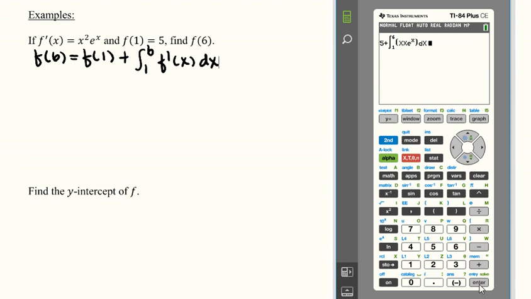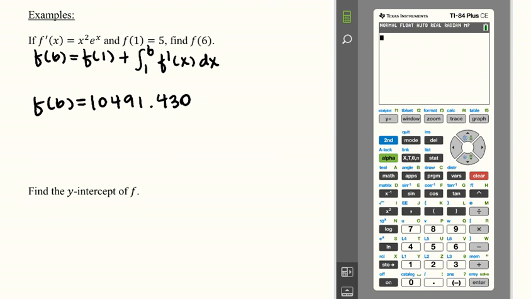And then I come over here and I'm going to have it do the work for me. And then I get, wow, f of 6 equal to 10,491.430. And we always round to 3 decimal places. And this actually kind of makes sense to me because x squared e to the x is just growing so fast between 1 and 6. 36 e to the 6 is going to be huge. And so, you know, I'm seeing this as a valid answer.